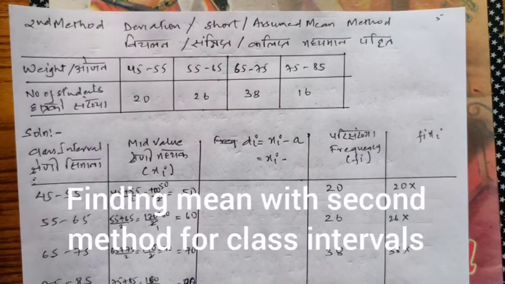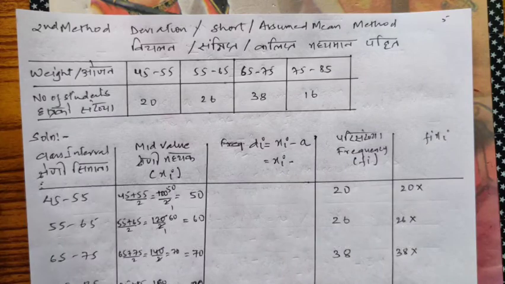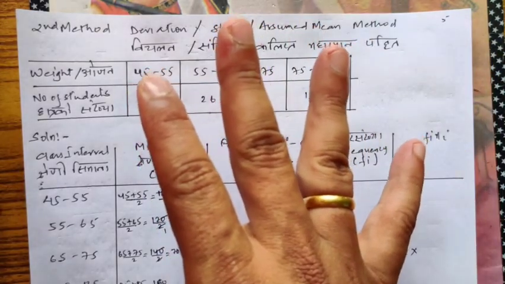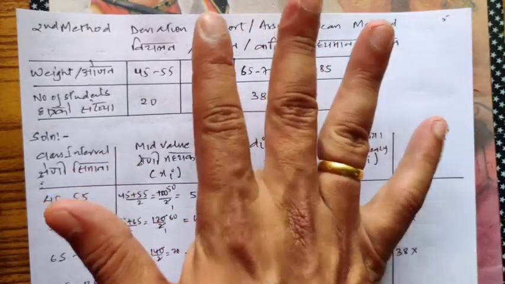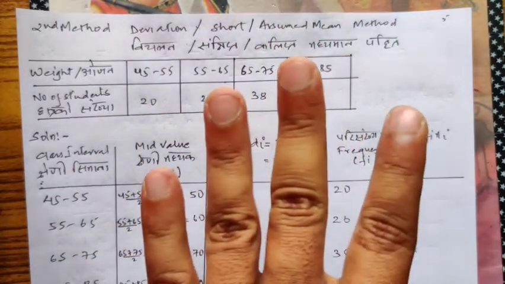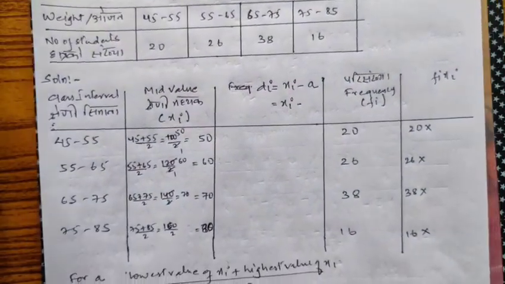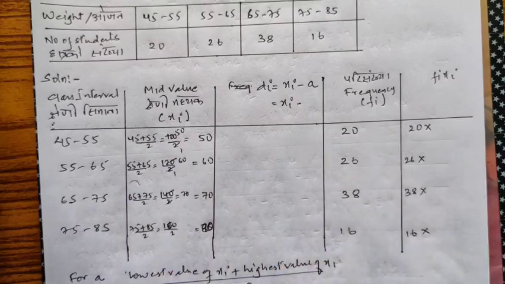Let's solve the same question with class interval using the second method, deviation method or short method or assumed limit method. The same question, weight is given and the frequencies are given. Last time you made 4 tables for direct method. For deviation or short method, 5 tables. Is that okay or not? 4 tables, now you need 5 tables. So I want everyone to make 5 tables. 1, 2, 3, 4, 5.